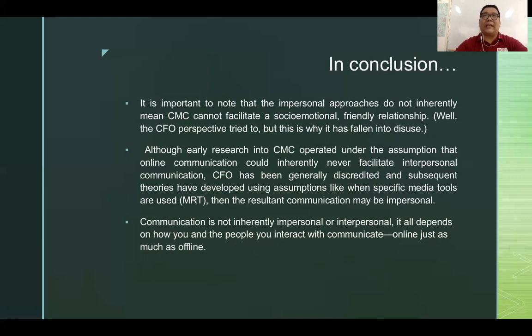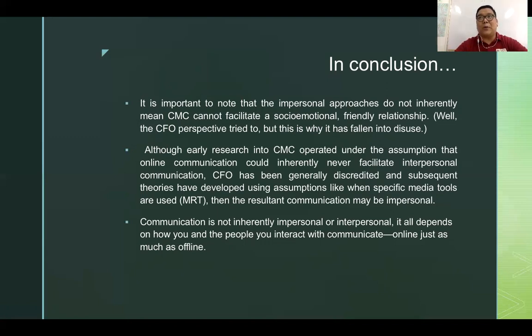No? We cannot really think that computers cannot do all human mechanisms. Well, there might be some limitations, but we cannot be conclusive that computers cannot do human jobs or human activities. They can still do them because they are automated. They are systematized. They are actually generated in a way that they could do human functions. Although early research into CMC operated under the assumption that online communication could inherently never facilitate interpersonal communication, CFO has been generally discredited and subsequent theories have developed using assumptions like when specific media tools are used, or MRT, then the resultant communication may be impersonal.